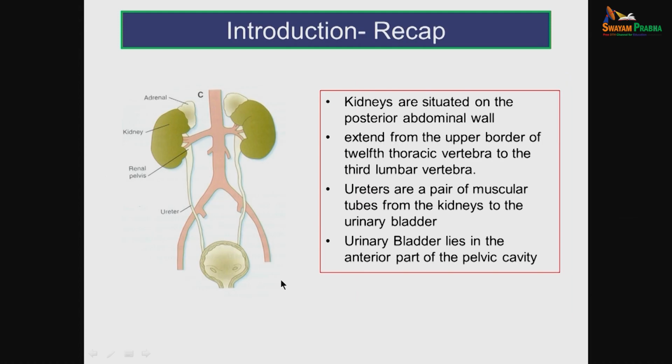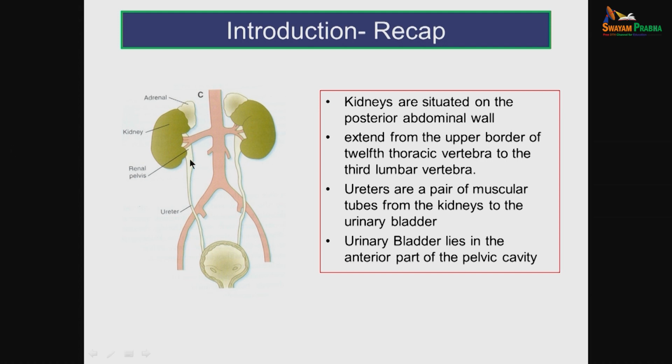We will revise the relevant gross anatomy of the urinary system for better understanding of the development of urinary system. As you can see from this picture, the kidneys are paired excretory organs which are situated on the posterior abdominal wall, and they are present behind the peritoneum. So, the extent of the kidney is from the upper border of 12th thoracic vertebra to the 3rd lumbar vertebra.